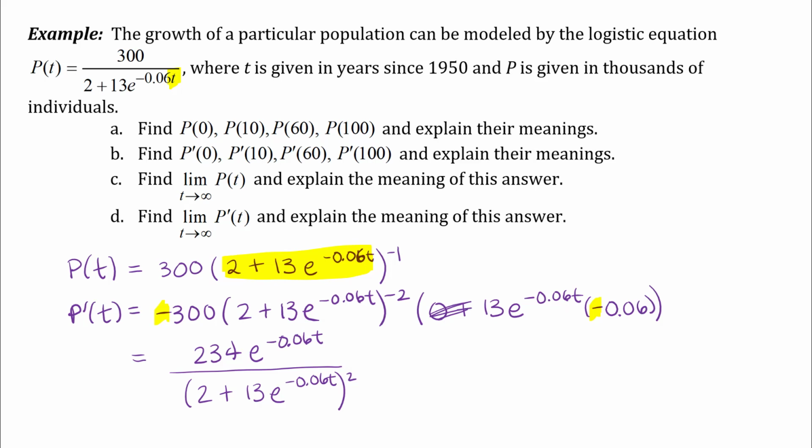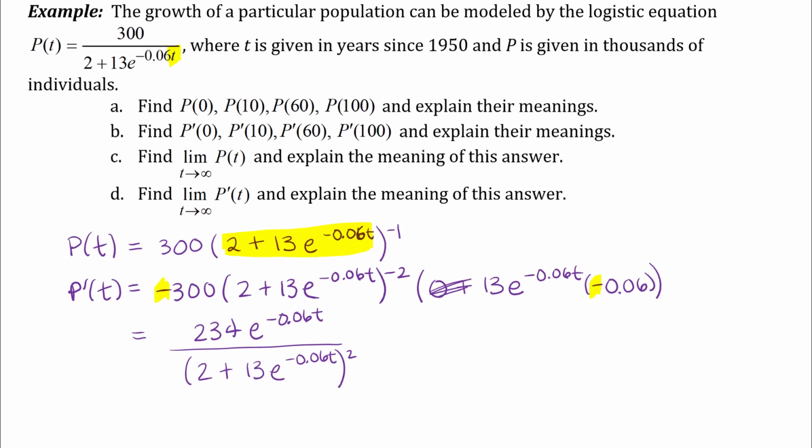Okay, so I'm going to scroll up here and make a little chart. I've got several different t values to plug in, 0, 10, 60, and 100. And then I'm supposed to think about what happens as t approaches infinity, both for the original function and its derivative. So we're going to just make a little chart.